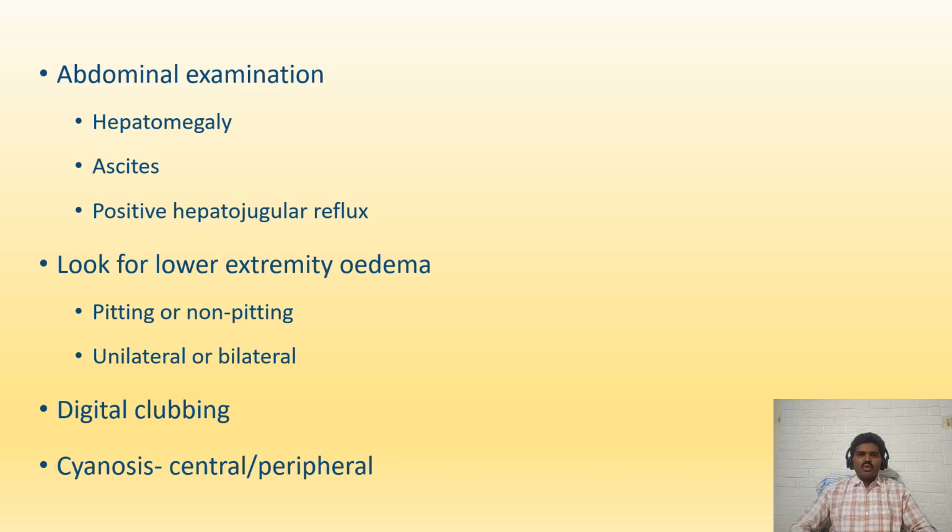Cyanosis, central cyanosis or peripheral cyanosis, has to be noted. Central cyanosis indicates a problem with the lungs and the heart, and peripheral cyanosis indicates a problem with the vascular beds.